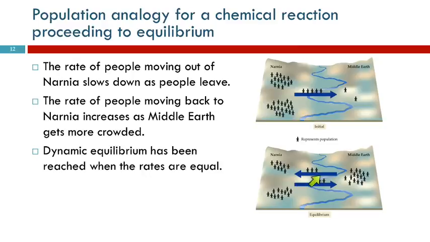The difference between this situation and the initial situation is, in the initial situation, there was hardly anybody over here to want to move. Now we've got people on both sides, and so some of these people are going to want to move back to Narnia, and other people are going to continue to move from Narnia to Middle-earth. Any questions about that? Does that make sense?